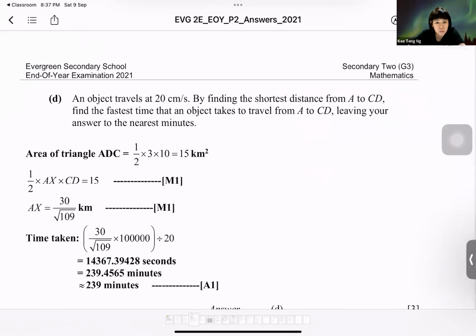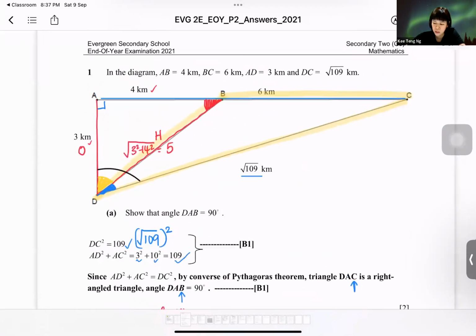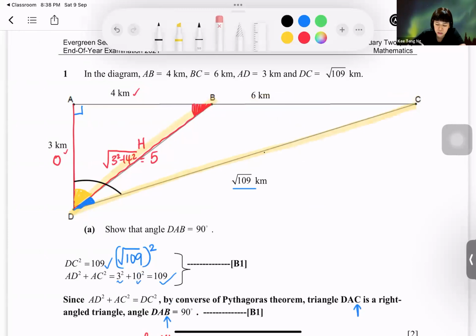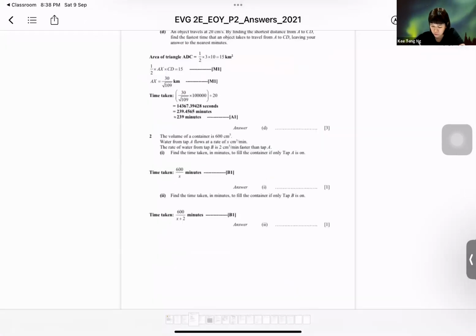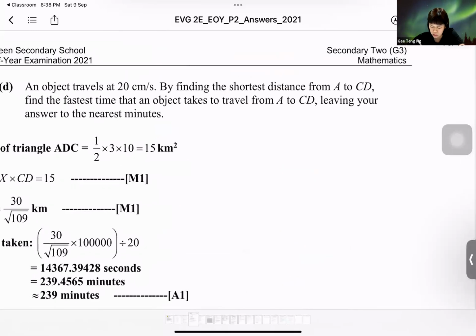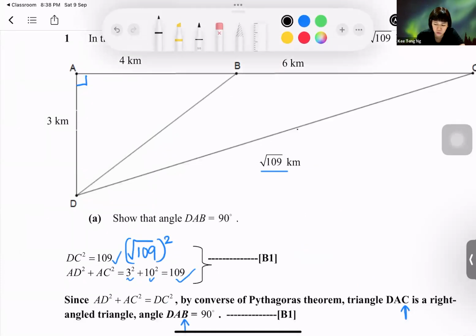Next question. An object travels at 20 cm per second. Oh, they are talking about distance, speed, and time. By finding the shortest distance from A to CD, they are referring back to this question. Let me clear up my question over here a little bit so that I can draw out whatever they want me to represent. The question is asking for the shortest distance from A to CD.